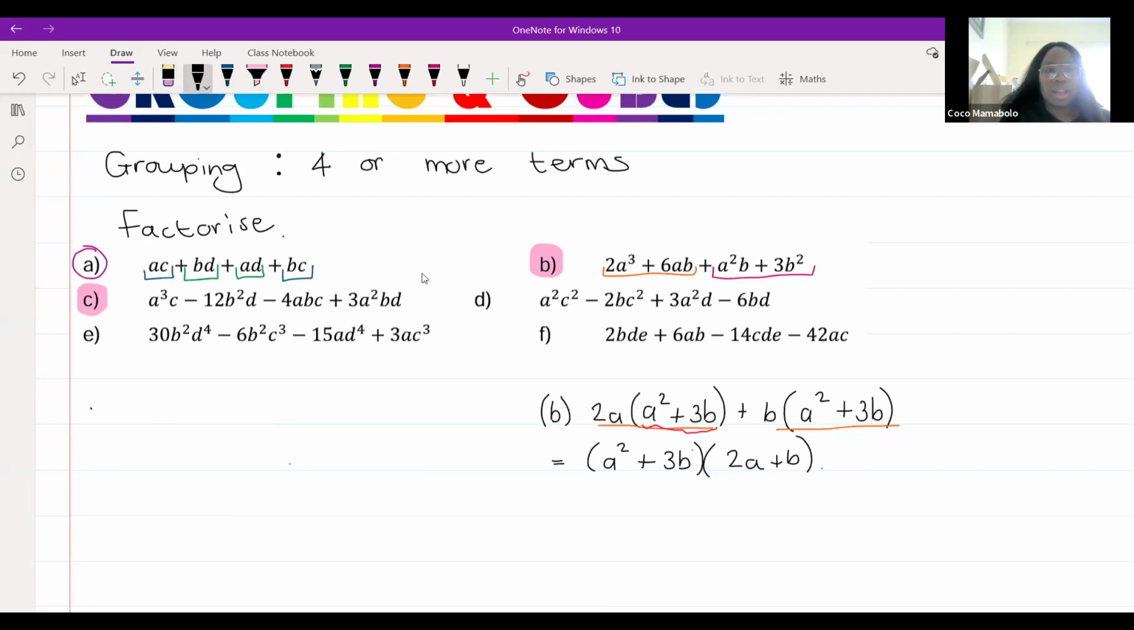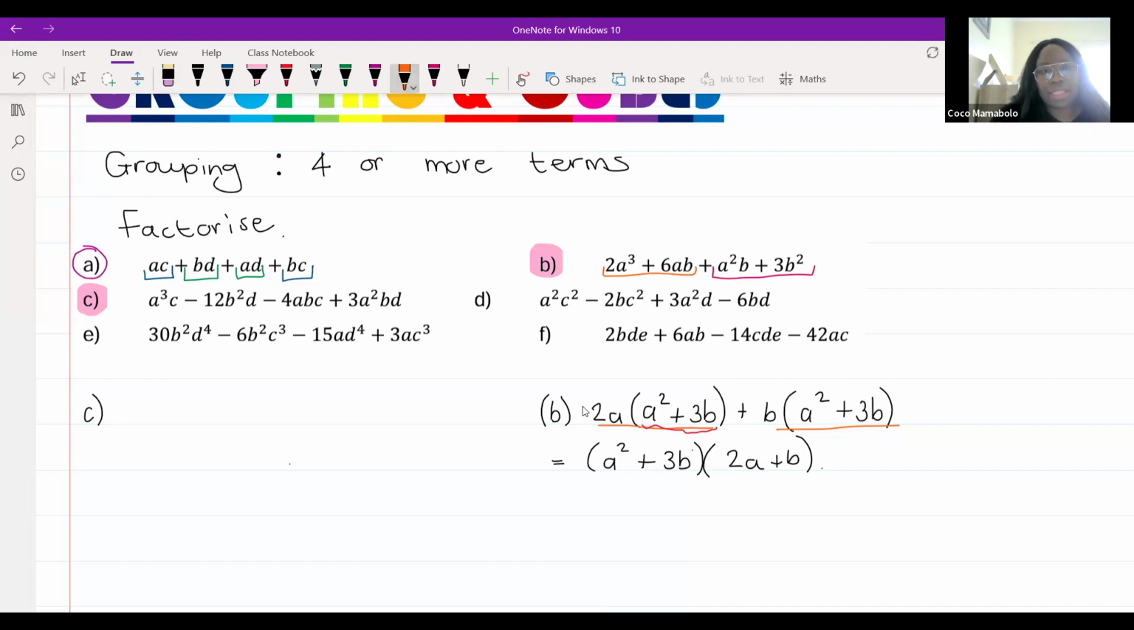Now, when we want to group C, guys, we want to make sure that we're grouping two things that have something in common. Look at a cubed c and negative 12b squared d. Do these two things have anything in common? No, they don't. The one has an a and a c, the other has a b and a d, nothing in common. So we can't group these two. Let's go look for others that have something in common.